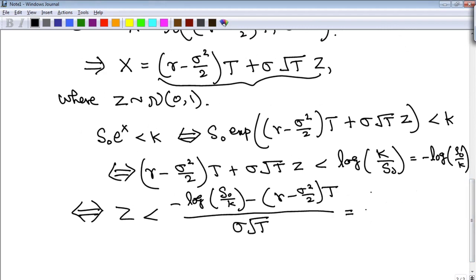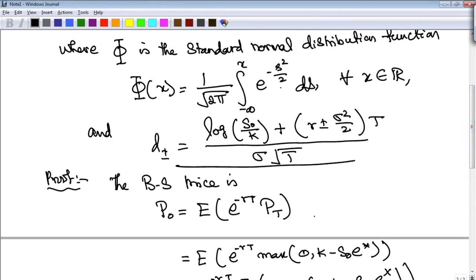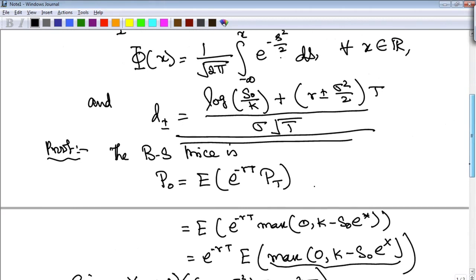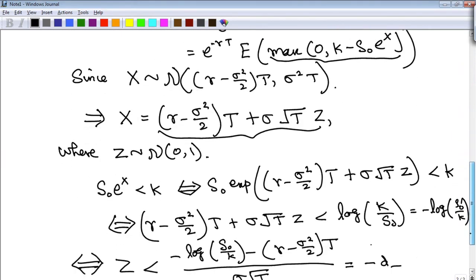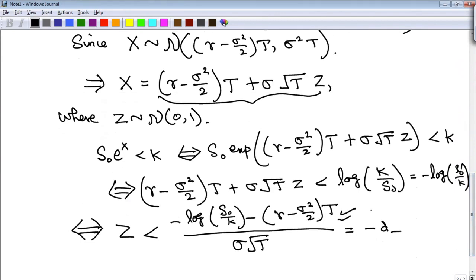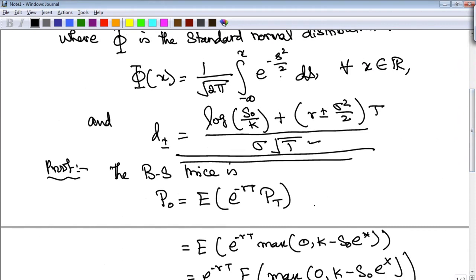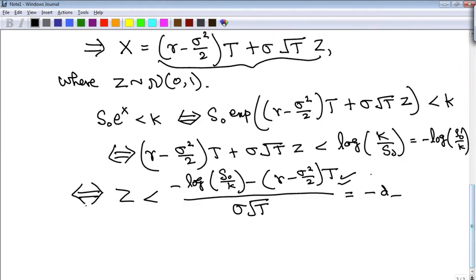And remember, this is what we have denoted by minus D minus. In the statement, we have written D minus is log S naught by K plus r minus sigma square by 2 into T divided by sigma root T. That is what is here; I am taking minus outside. So what we got is that the maximum is achieved if and only if Z is less than minus D minus. That's what we can see.